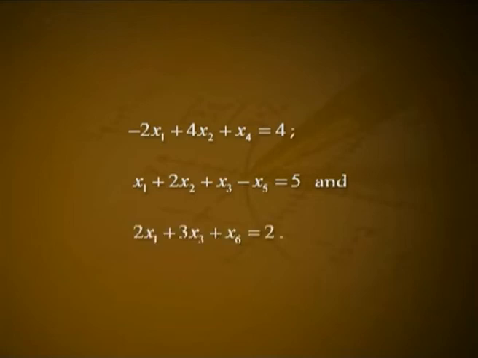Solution. It is to introduce slack variables for the first and third constraints. Let the slack variables be x4 and x6. A surplus variable is to be given for the second constraint. Let it be x5. Now the constraints are changed to equations as minus 2x1 plus 4x2 plus x4 equal to 4, x1 plus 2x2 plus x3 minus x5 equal to 5 and 2x1 plus 3x3 plus x6 equal to 2.